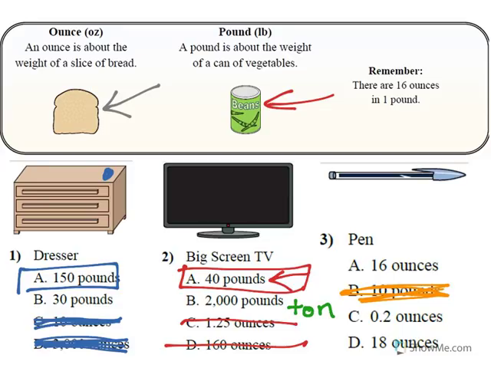So what I have to think about is, this pen right here, is it going to weigh 16 slices of bread? Is it going to weigh 0.2 ounces of bread? That means, is it smaller than one piece of bread? Or is it going to weigh 18 slices of bread? Usually pens are very light, which means the best option would be 0.2 ounces.